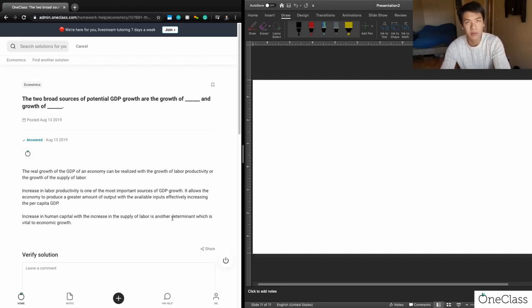So when we think about potential GDP as the overall output of an economy running at full capacity, that is what potential GDP is. In the long run, potential GDP means that all resources are being utilized. Everything is variable. It's basically the maximum output of an economy. So when an economy is running at maximum output, what could possibly make that economy grow even further?